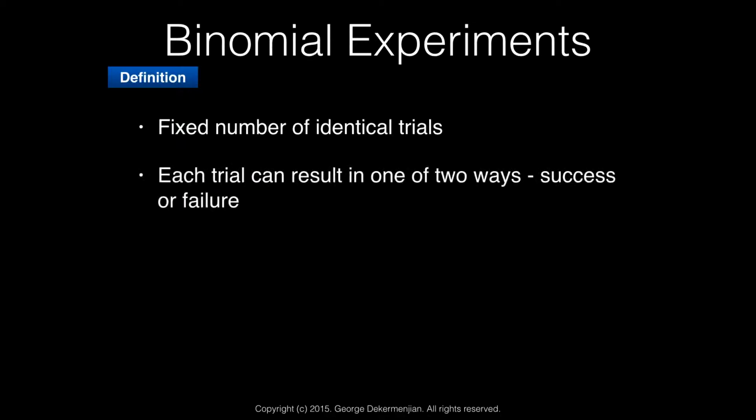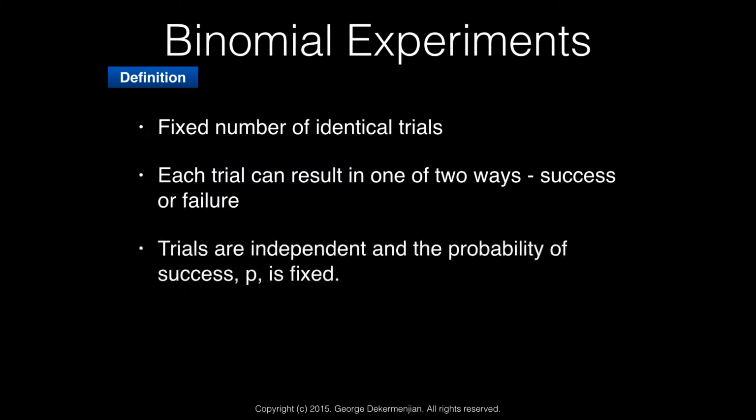The second criterion is that each trial can result in one of two ways, and we usually label that as success or failure. The third criterion is that trials are independent of one another, which means the result of the first trial will not impact the result of the second trial, and so forth. The probability of success, which is usually denoted by lowercase p, is fixed. So these three criteria must be satisfied for an experiment to be classified as binomial.